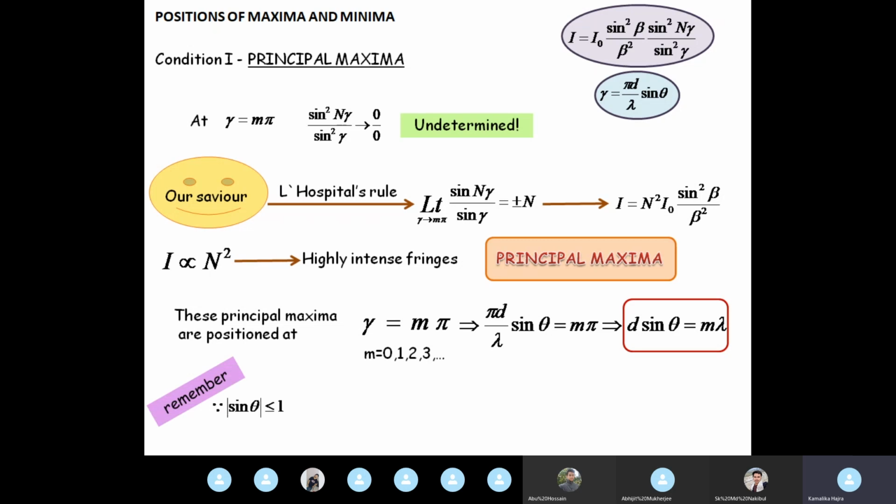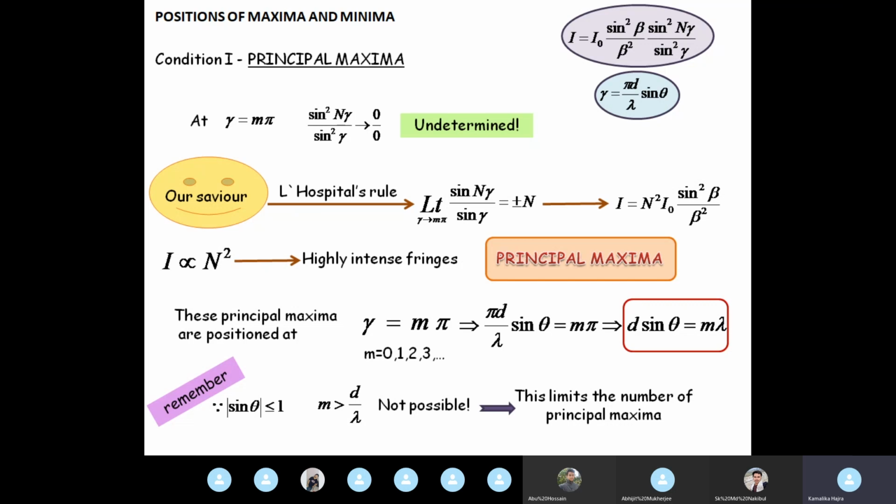Of course, we have to remember that sine theta cannot exceed 1. Modulus of sine theta has to be less than or equal to 1, which gives us that m cannot be greater than d by lambda, right? If you put it over here, sine theta equal to m lambda by d. So if m becomes greater than d by lambda, then this becomes greater than 1, which is not possible. So because of the restrictions on the value of sine theta, m cannot exceed d by lambda, which means that there is a limit to the number of principal maxima.